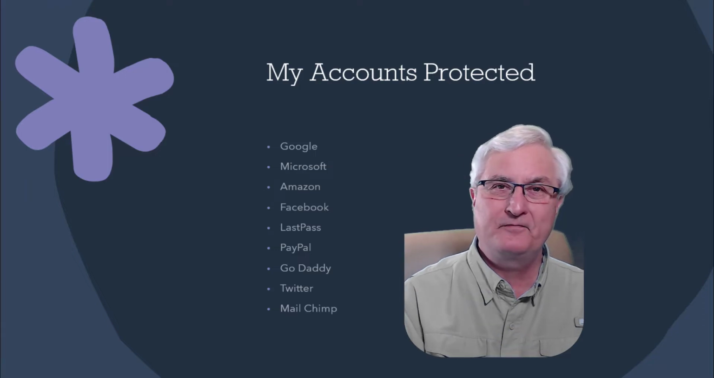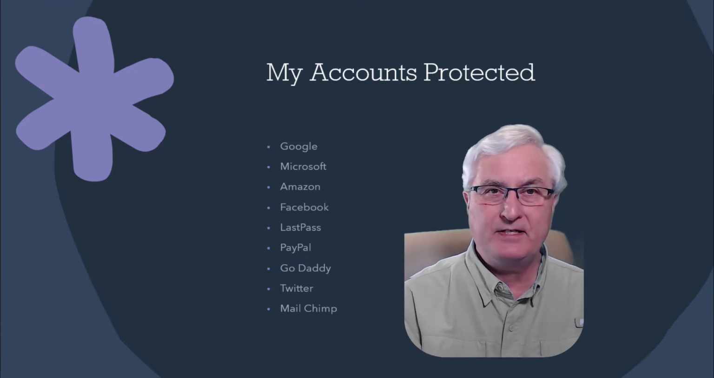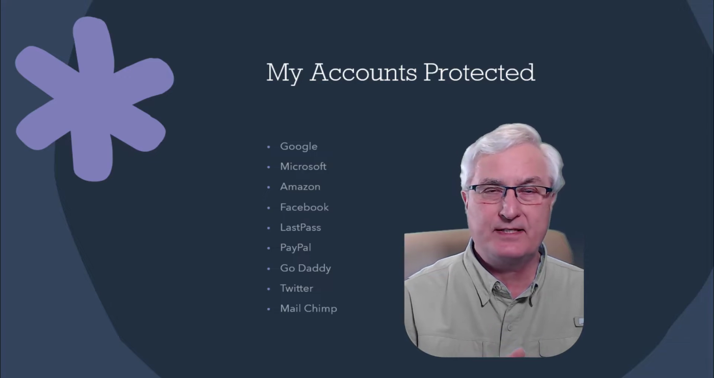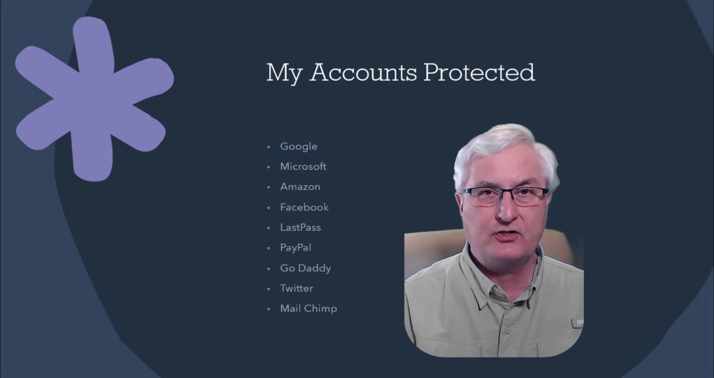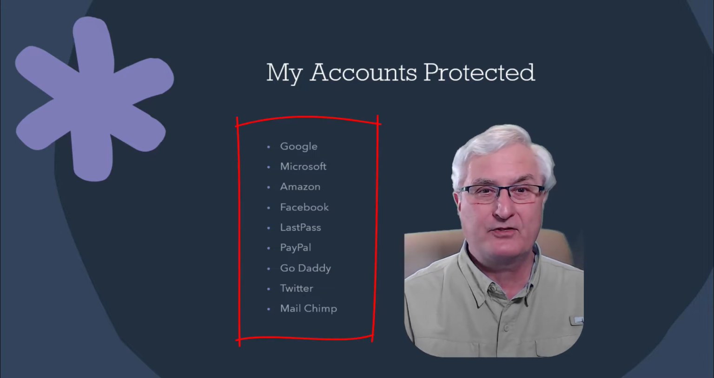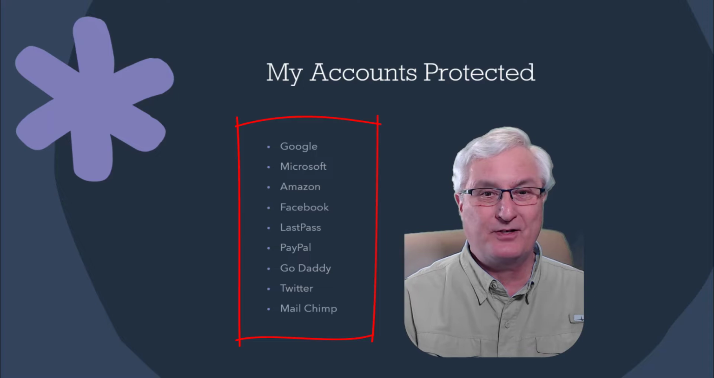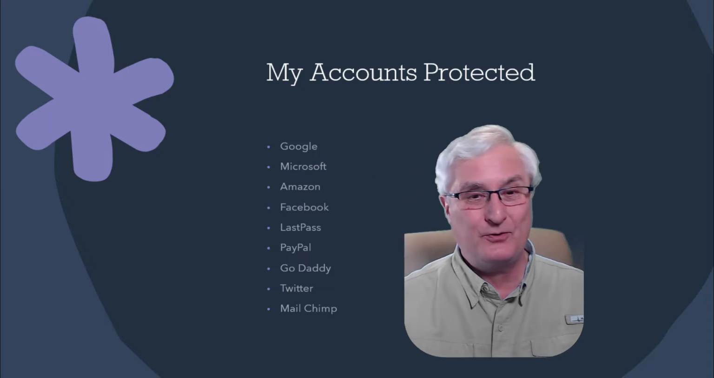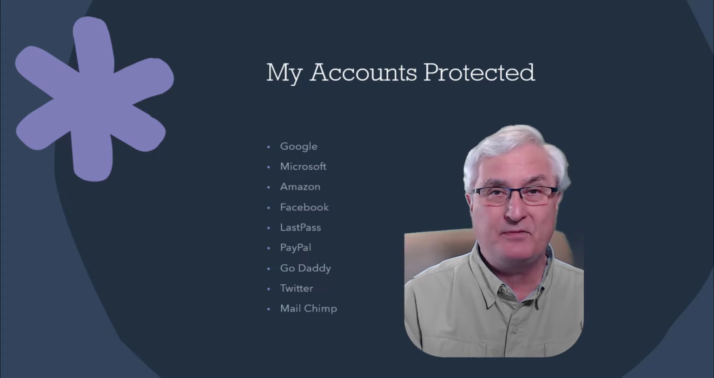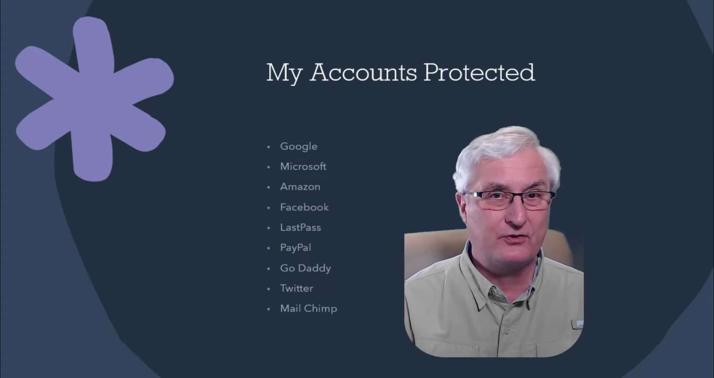Now let me just clarify. What we're talking about today is two-factor authentication. And from this list, you'll see that I have two-factor authentication enabled on all these accounts: Google, Microsoft, Amazon, Facebook, LastPass, PayPal, GoDaddy, Twitter, and MailChimp. All these are protected because two-factor authentication is turned on.